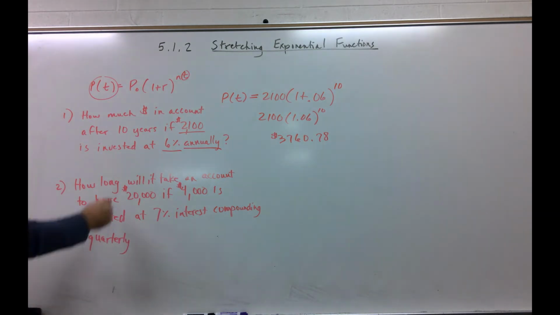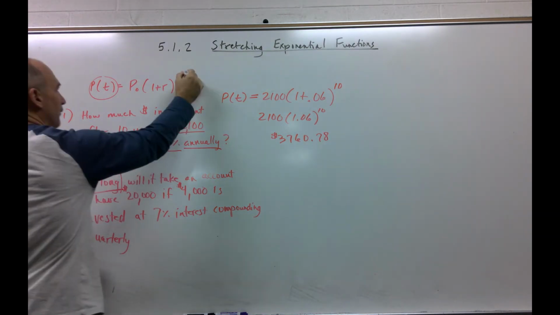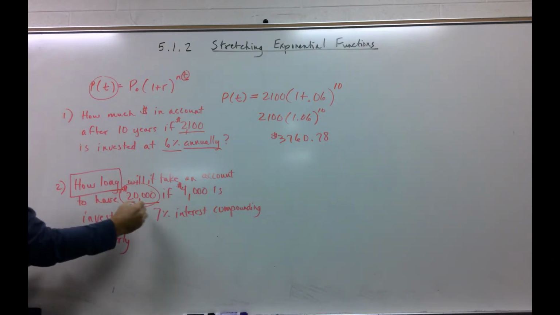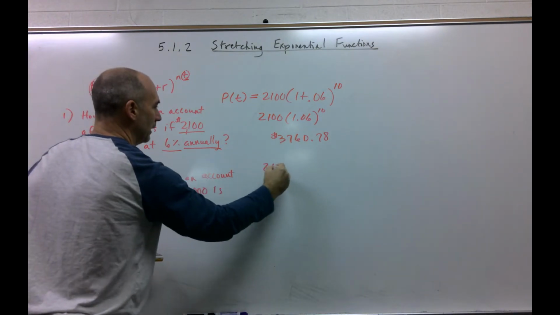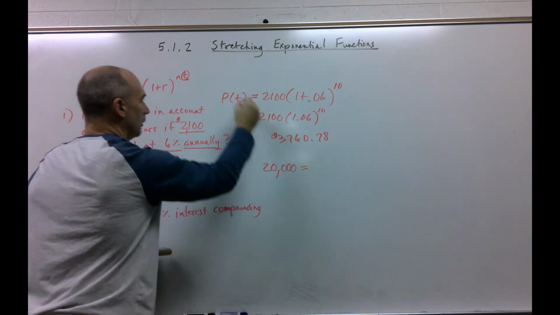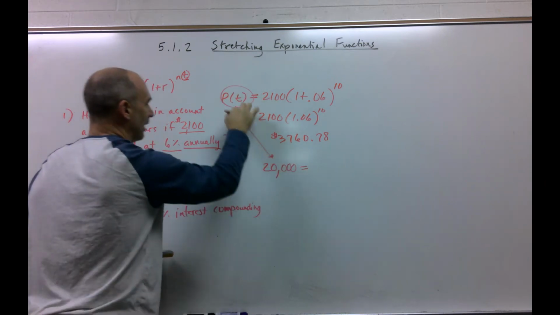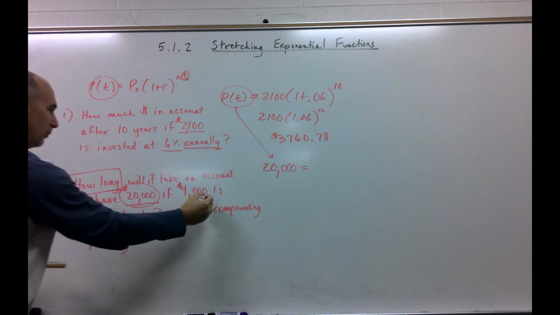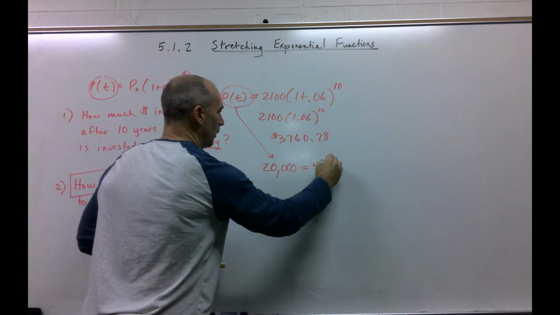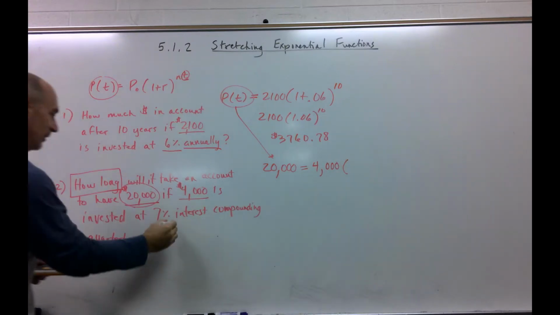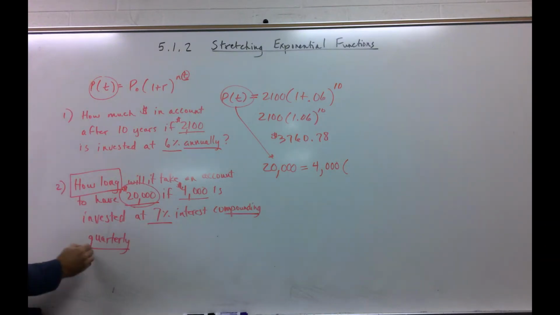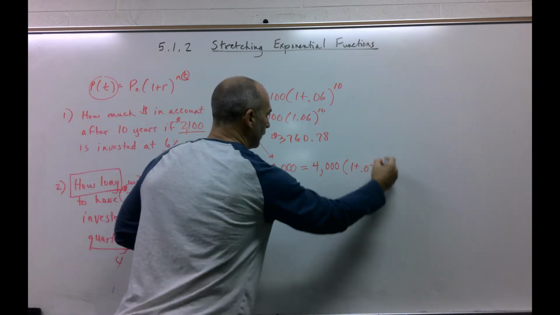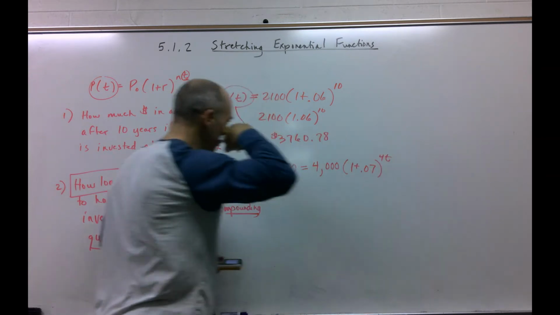Look at this problem. How long? Uh-oh, they're asking for t. Will it take into account to have 20,000? So now they're saying, okay, we want it to grow to 20,000. So they're telling us put 20,000 in for that. That's the value of the account after so much time. But if 4,000 is invested, so that's 4,000 invested at 7%, compounding quarterly, so that's 4 times a year. So that's 1 plus 0.07 for t. We're trying to find t.